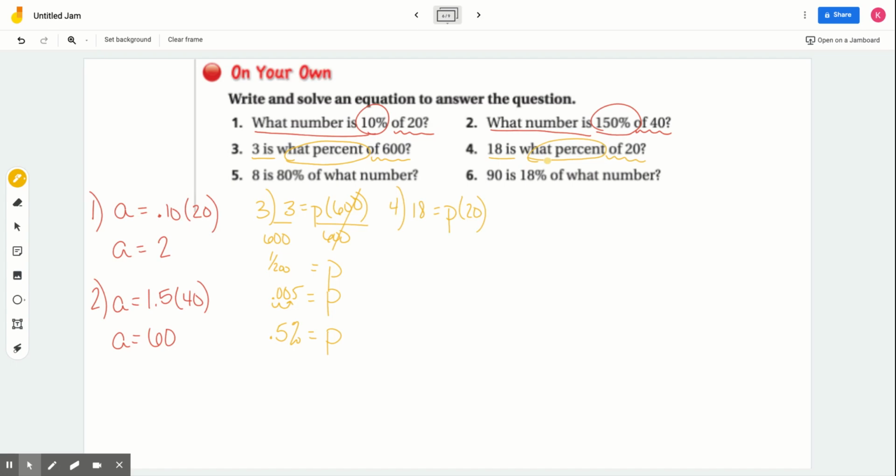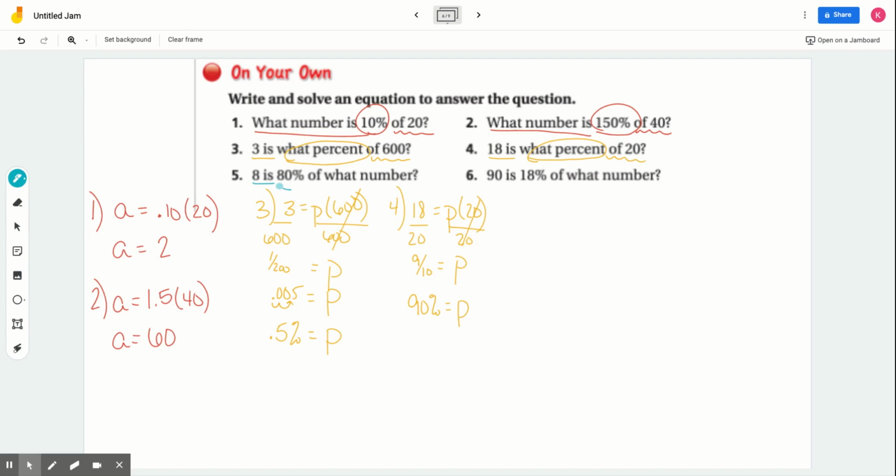We started by writing our information. 18 is the part equals the percent, which we do not know, of 20 the whole. Now again, the percent and the 20 are being multiplied, and the opposite of that is to divide. 18 out of 20 is like 9/10. We know that 9/10 is 90%. So the answer to number 4 is 90%.